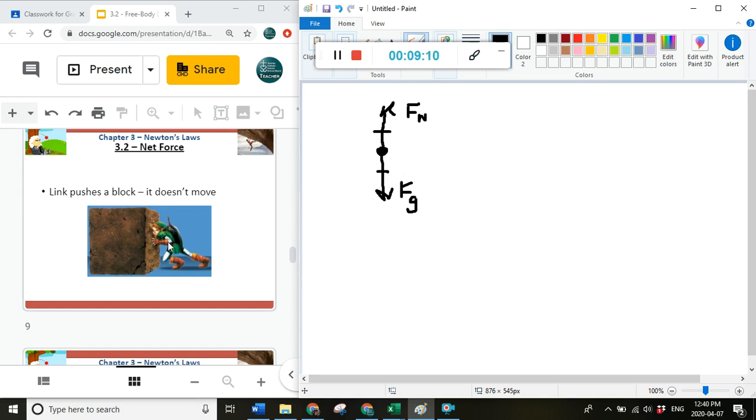Now, Link is pushing really hard. Which way is he pushing the block? He's pushing it from the right, this way, like pushing toward the left. So I'm going to draw Link's applied force like this.